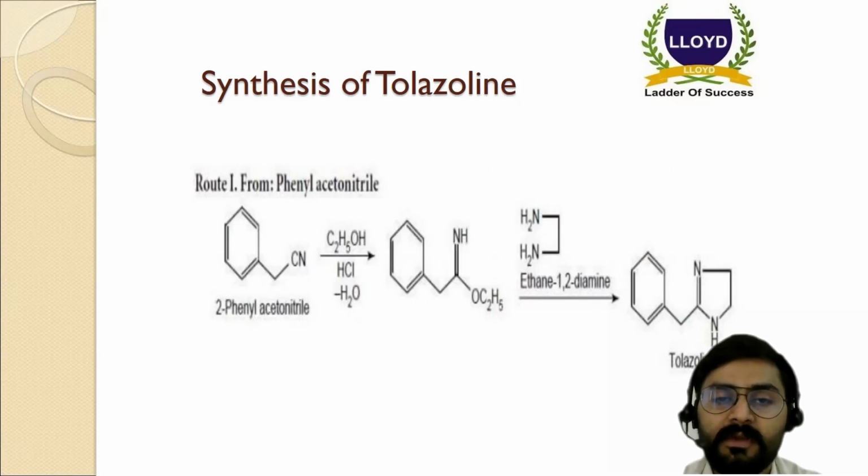In the second step, nucleophilic attack takes place. The amino group of ethylenediamine attacks the nitrile carbon of phenylacetonitrile, forming an amidino intermediate, and then cyclization takes place. The second amino group then attacks the intermediate, leading to cyclization and formation of the imidazoline ring. The final product is tolazoline, an imidazoline derivative with a benzyl group attached to the second position of the ring.